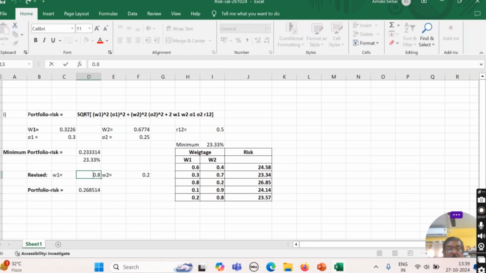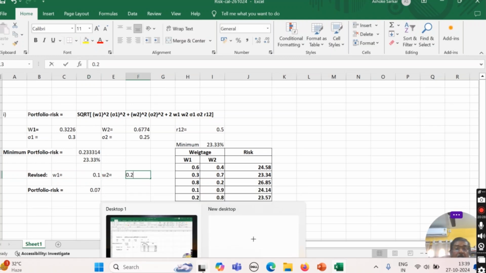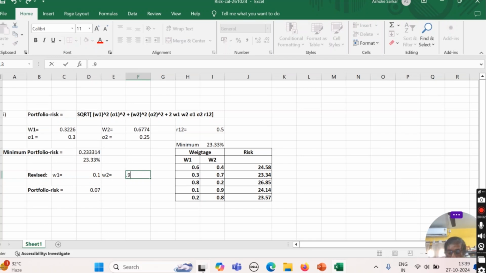You can test from this also. Suppose I am taking another, 60-40. Suppose I am taking 90, 10. W1 I am taking, this is 10%. And so W2, definitely that will be 90%, 0.9. And calculate it. The risk has come 24.14. In this way, through the Excel sheet, you can calculate for different values of weightage other than the minimum one. You will see the risk will be more. The minimum is this, and in all combinations the risk is more.